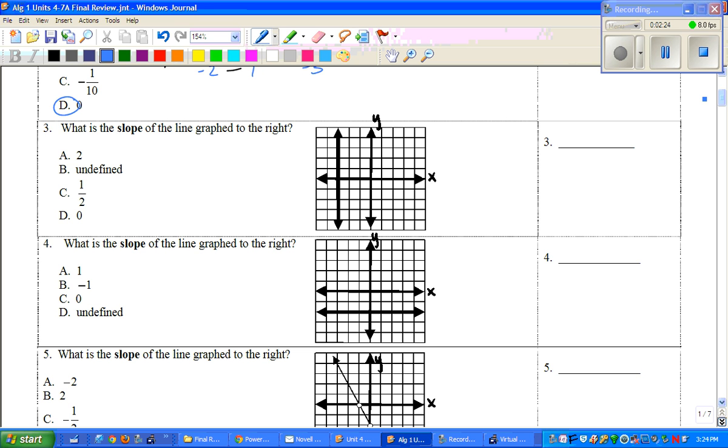Now, number 3, what is the slope of the line graphed to the right? Well, right away I know this is a special case, okay? If it's a special case, I'm going to eliminate the answers that aren't there. So it's going to be one of those two, all right? Now, this is one of the things that you're just going to need to know, that a vertical line, the slope is undefined.